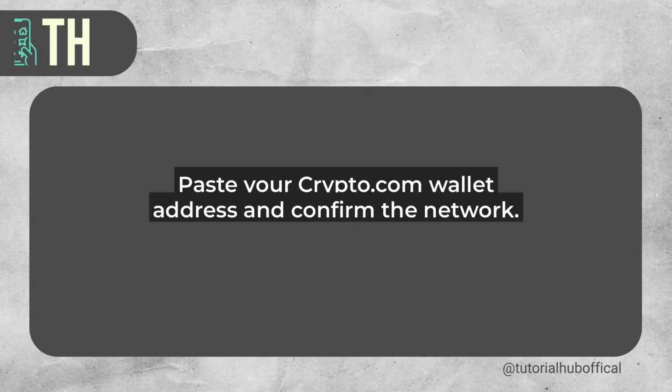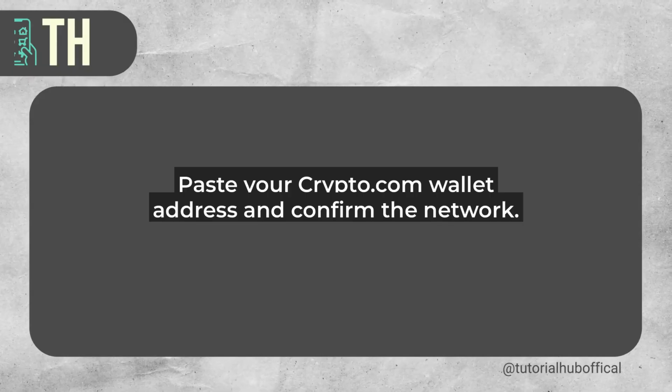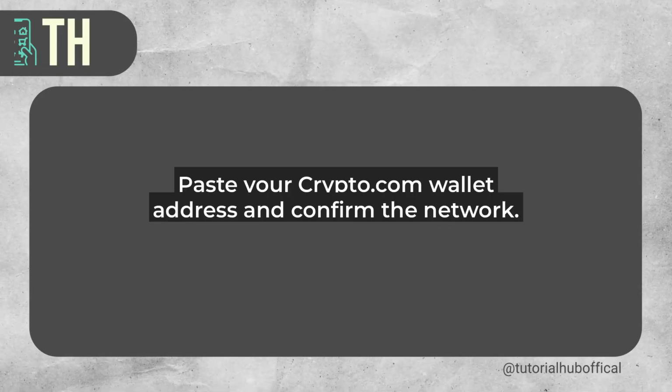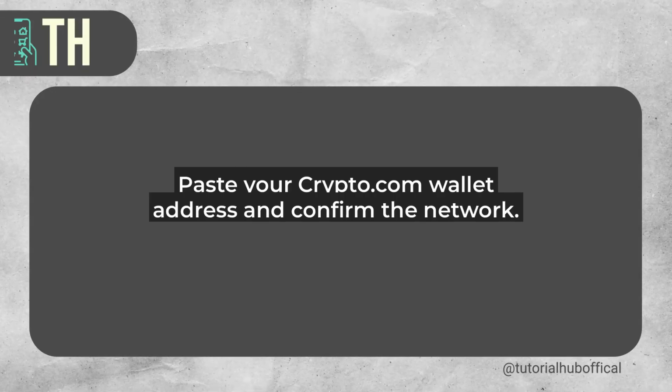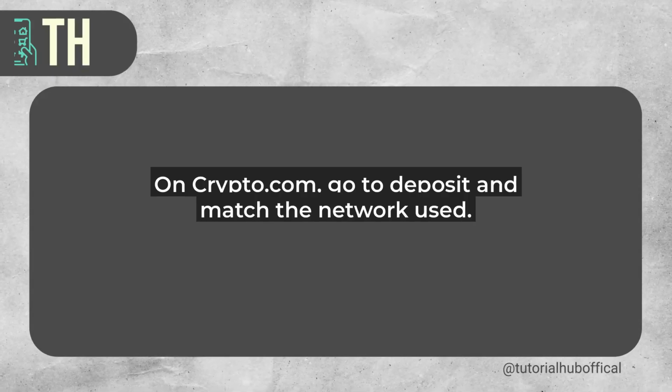Step 3. On the Crypto.com side, go to your app or website, navigate to your wallet, and select the option to Deposit or Receive USDT. Make sure to select the same network you used on Robinhood, like Tron for faster, cheaper transfers. Copy the wallet address and paste it back into Robinhood.